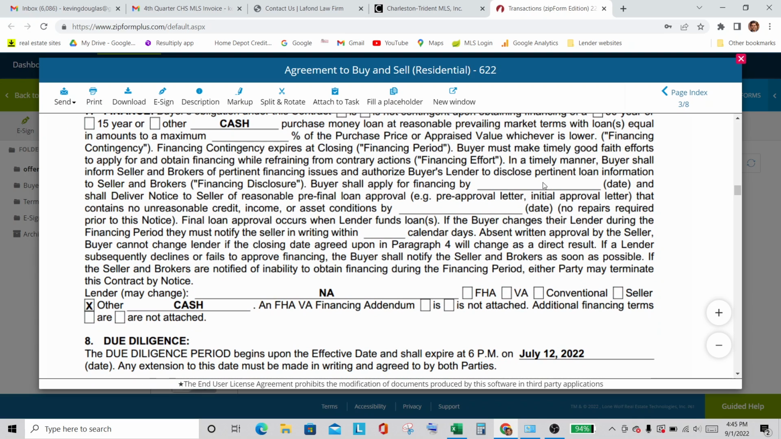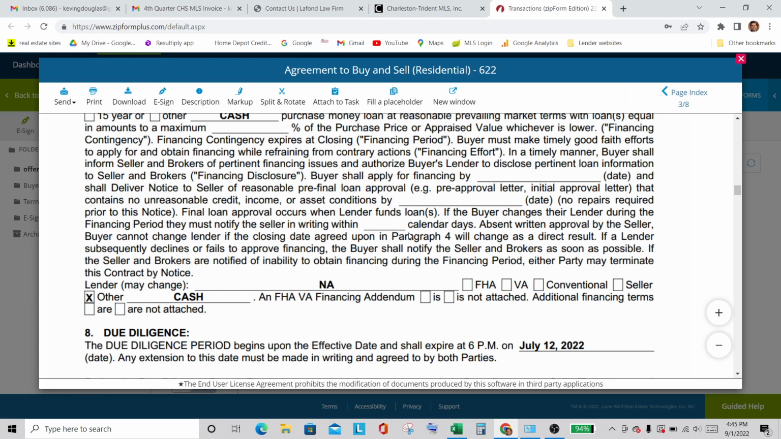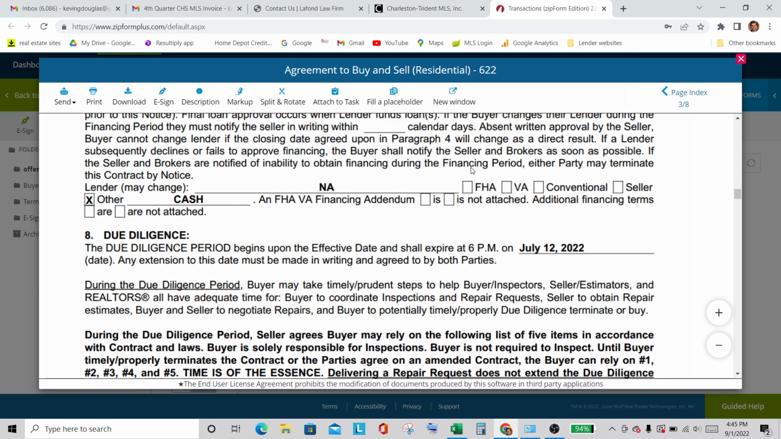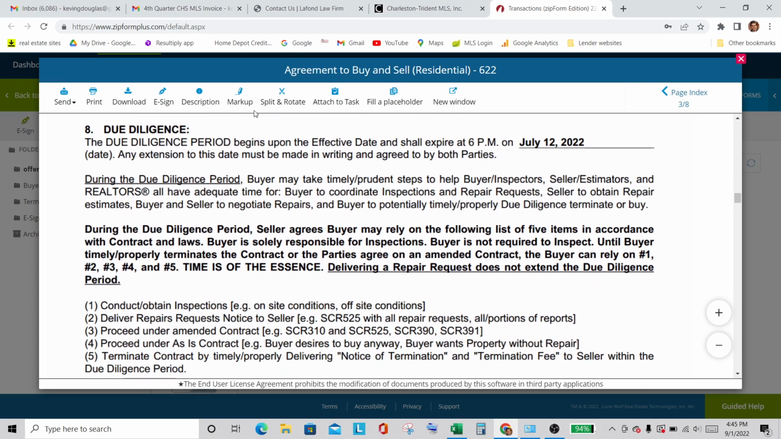So they should be pre-approved already, but if they're not, this is when they should apply for pre-approval. This is basically when they get their clear to close. I always put the closing date here. And then this is basically saying if you change lenders, how many days do you need to notify the seller? You usually always want to put 1 there. Here's the lender's information and what type of loan you're doing.